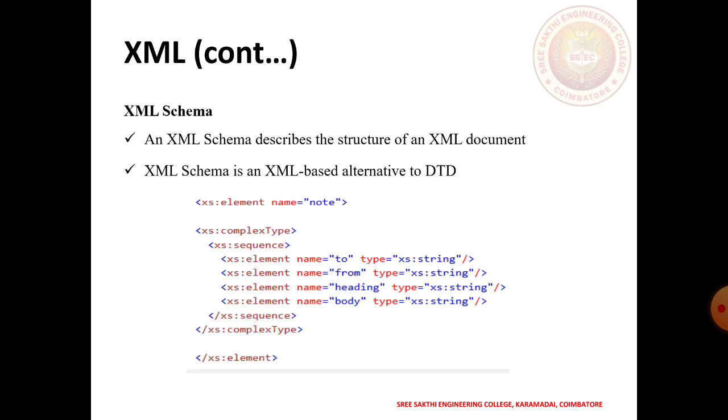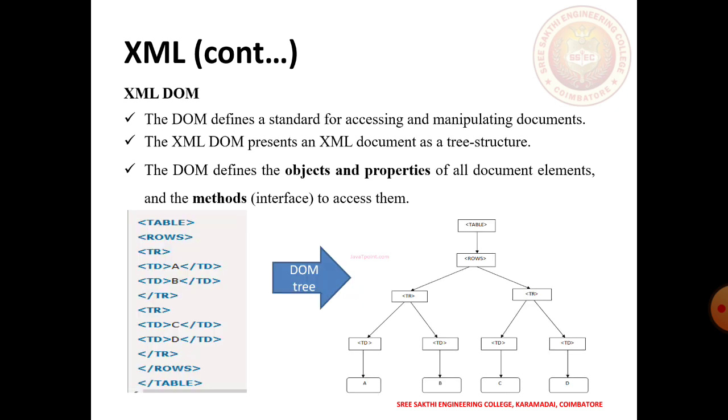Next, XML schema. It describes the structure of an XML document. It is an alternative to document type definition. The XML schema can be represented by the syntax xs colon. Here the element will be the root element and complexType will be the child of the root element, and sequence contains the sequence of elements of the complex type.